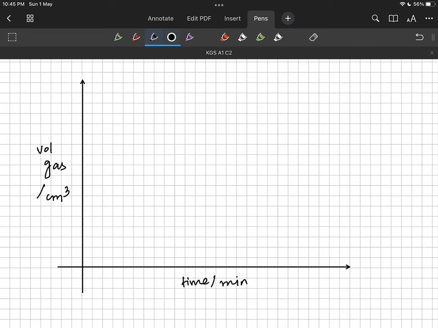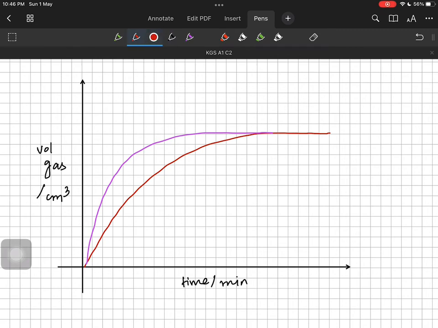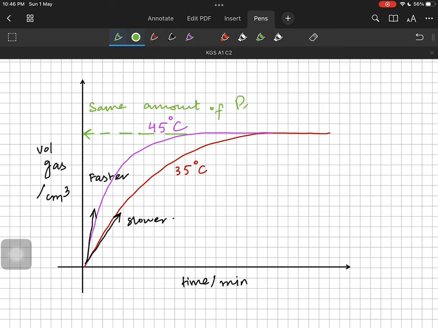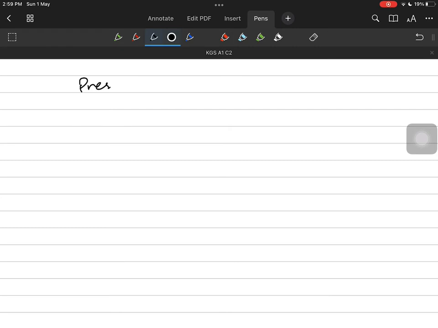Imagine you have a graph with time on the x-axis and you're collecting some gas as a product on the y-axis. There are two different graphs with different gradients, but their final height is the same. The red graph represents the reaction at 35 degrees Celsius and the purple one represents the reaction at 45 degrees Celsius. You can see the gradients or slopes are different. The purple one has a higher gradient, so it's faster. The red one has a lower gradient, so it is slower. But the final product is the same. They may take more or less time, but the amount of product is going to be the same because perhaps the amount of reactant was the same.